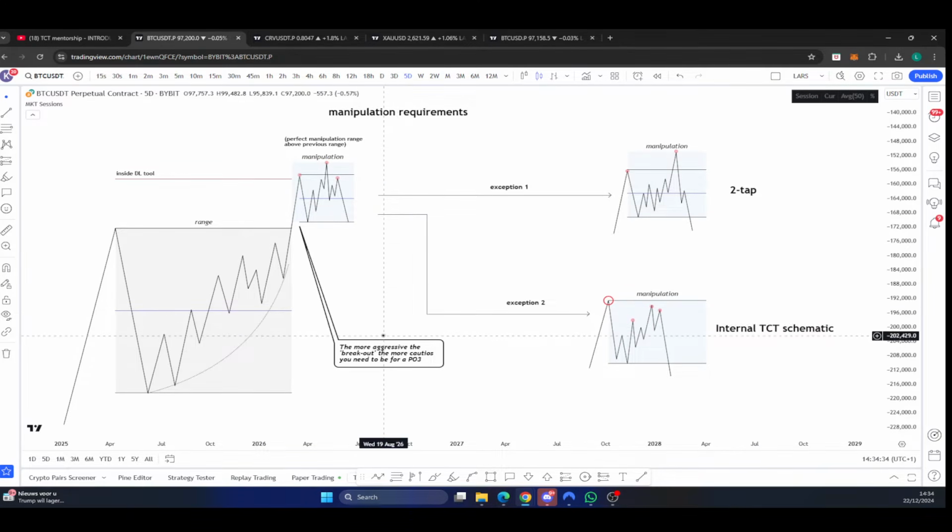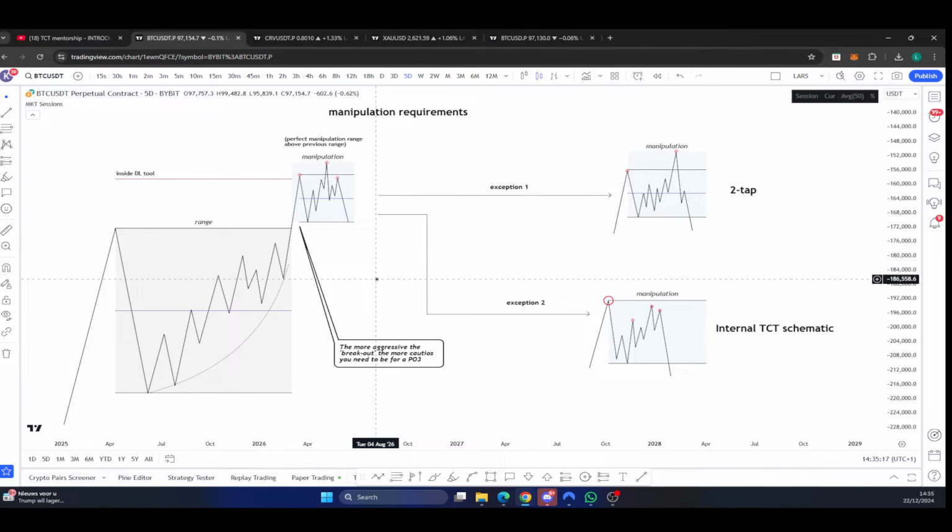Now, to add to that, the more aggressive the breakout, as you can see right here, this aggressive push up, the more cautious you need to be for a PO3. And this is truly a shift in mindset. Whenever you have an aggressive break up from the range, but you're still inside of your DL2, you need to be extra cautious for a potential PO3. This is because a lot of retail will get extremely bullish immediately because you're breaking out, while smart money makes benefits of that thought to create the PO3, to create the distribution in the manipulation phase, and then reverse price back down.